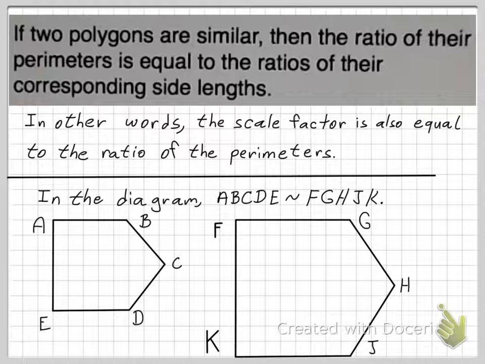Okay, so please copy down this figure with the attendant side lengths, and if you need to pause this presentation, you may do so now. Of course, I'm going to continue. So in the diagram, polygon ABCDE is similar to FGHJK. Okay, that's a given. These two polygons are similar.